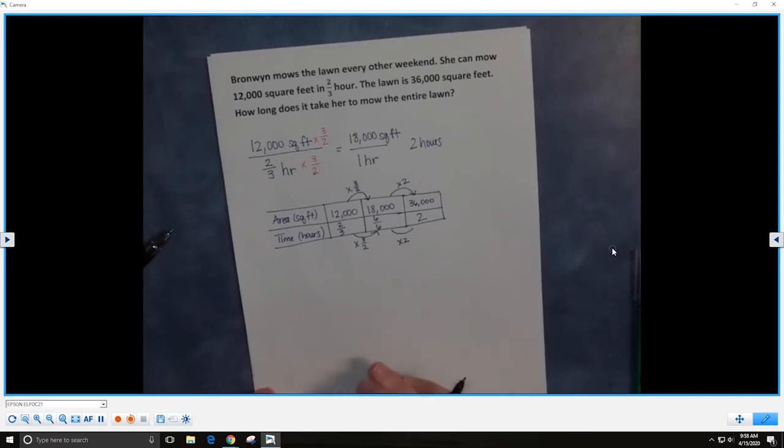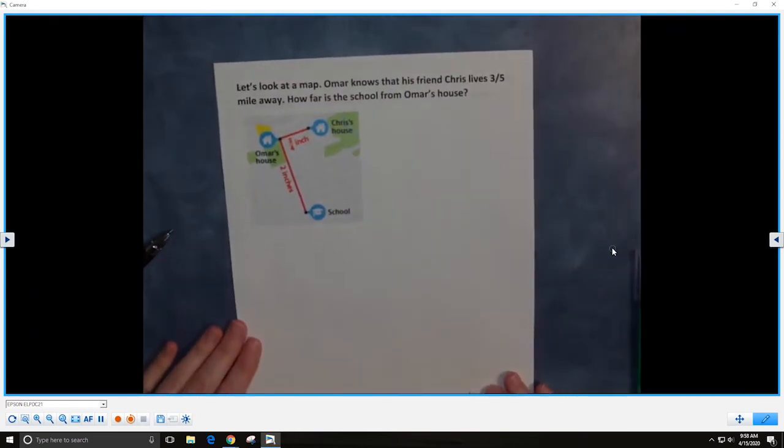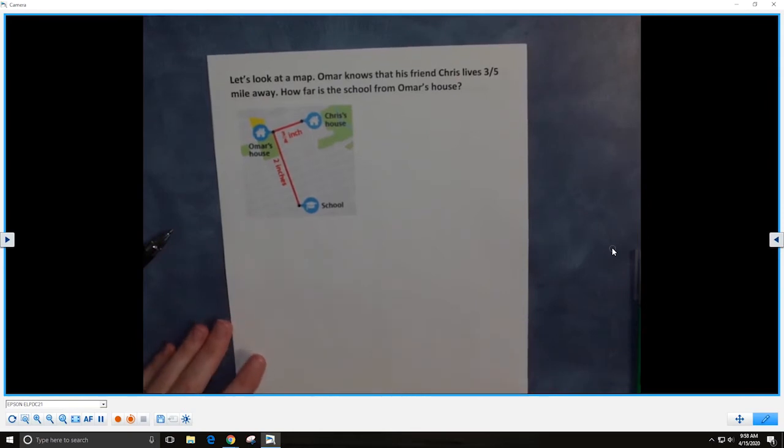Now let's look at a problem where the numerator and the denominator in the ratio are both fractions. Let's look at a map. Omar knows that his friend Chris lives 3/5 mile away. How far is the school from Omar's house? What do you notice about the map? What information are we given?